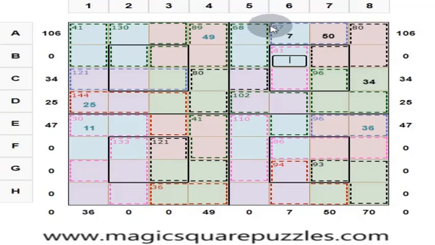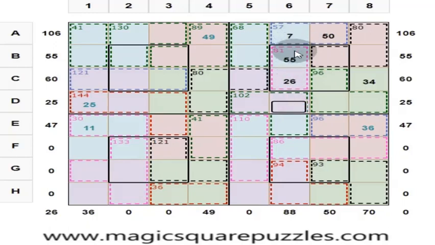These 2 numbers are 68. This is 7. 68 plus 7, 75. These 4 numbers are 130 minus 75, 55. Okay, and what is this? These 2 numbers are 81. This is the 55. 81 minus 55, 26. Here you put 26.